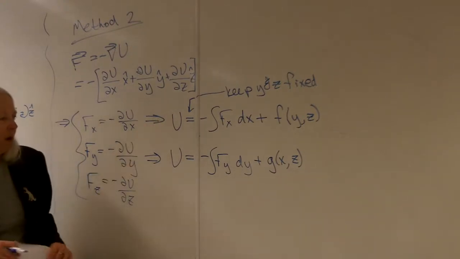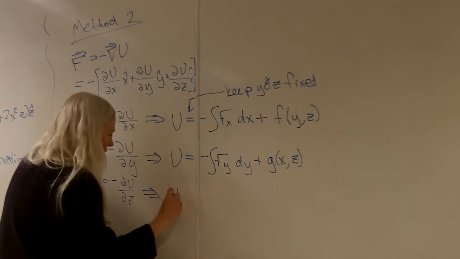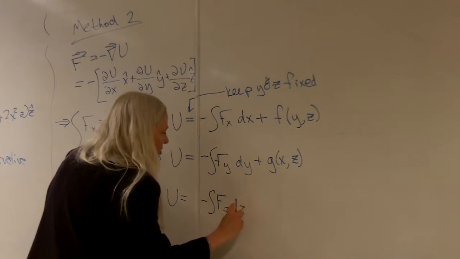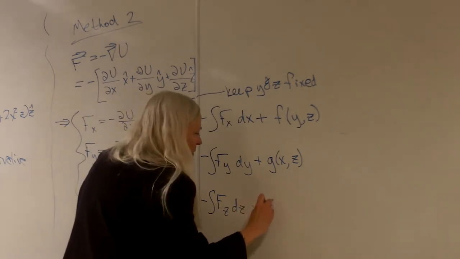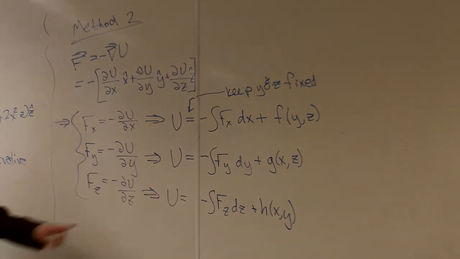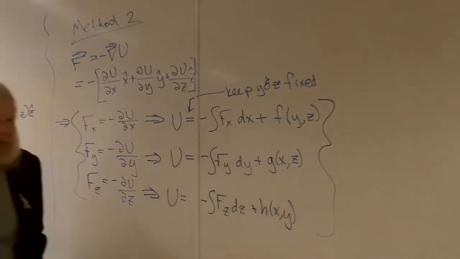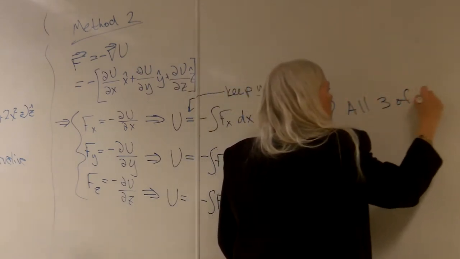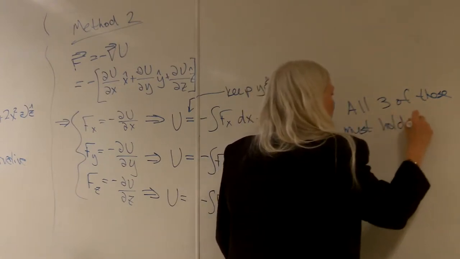But the point is, all three of these equations, I'm going to have a similar equation from this one. It's going to say that u is equal to minus the integral of f sub z dz, with the understanding that I keep x and y fixed when I do that integral, plus some arbitrary function, we'll call it h of x and y. Again, similar reasoning for that function there. Anyway, the point is, I have three equations now for u, and all three of these must hold. And they must hold individually.